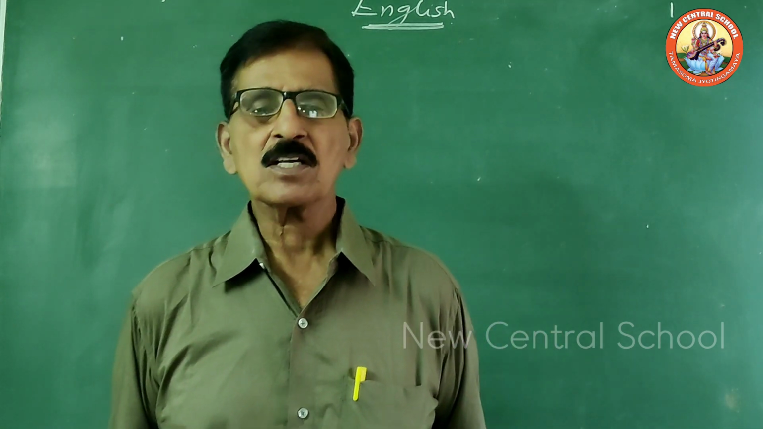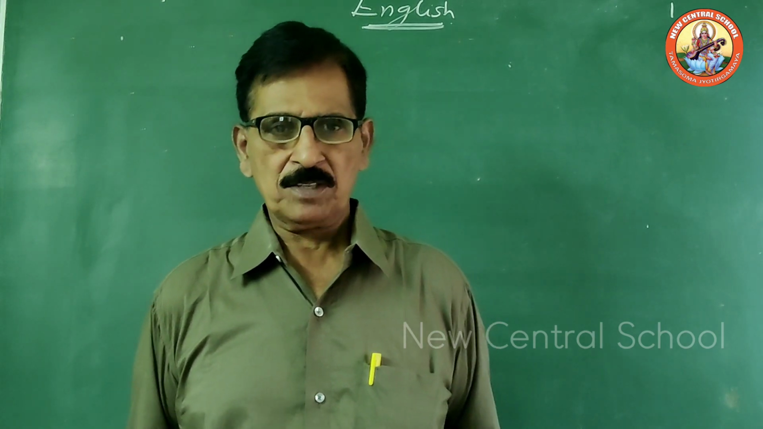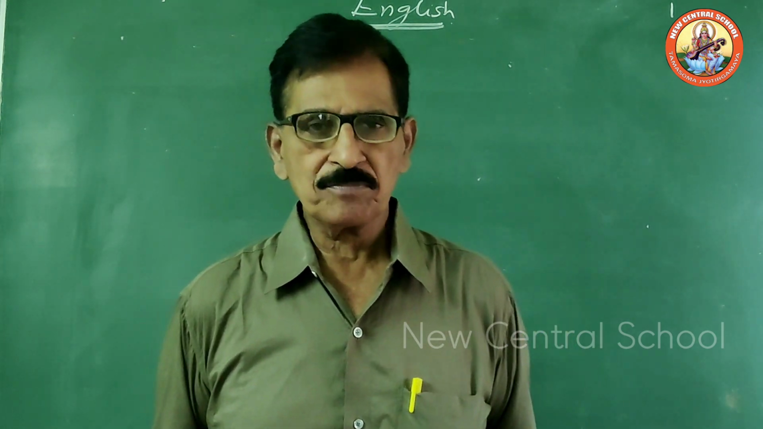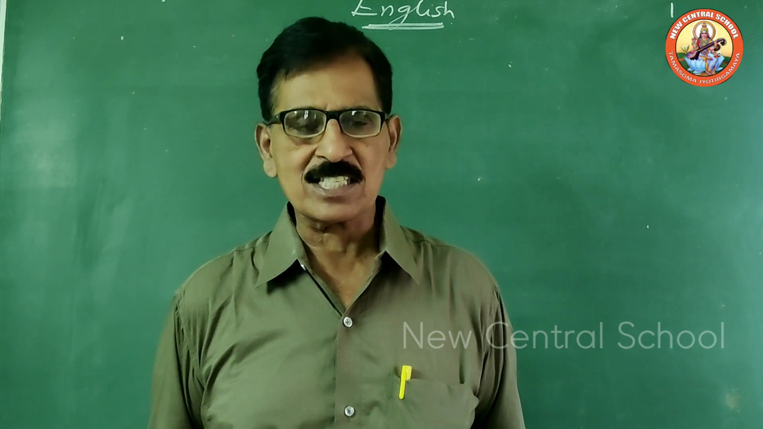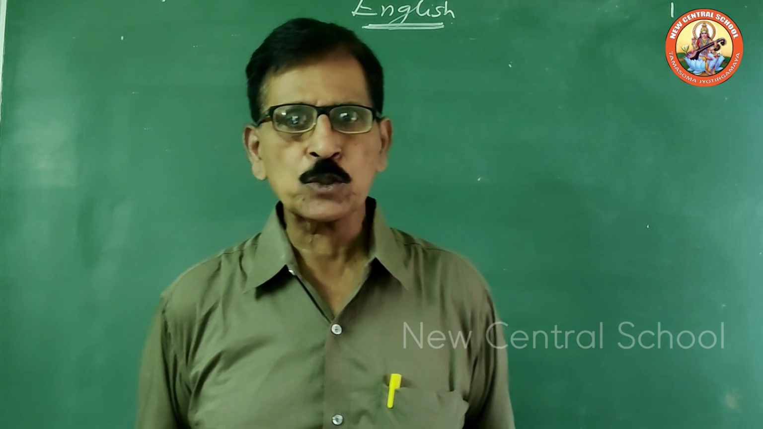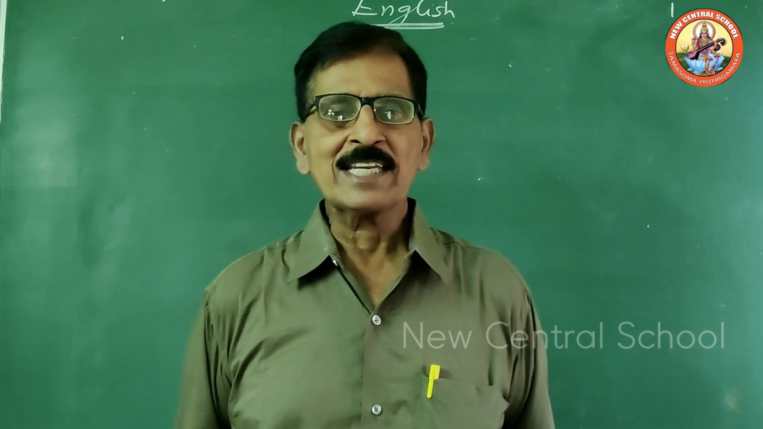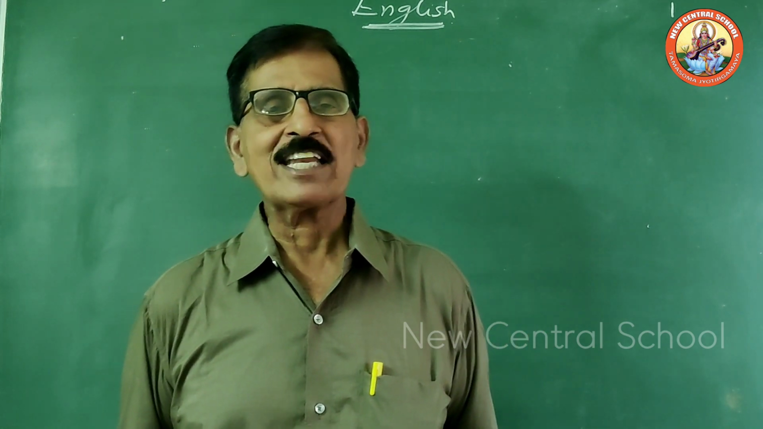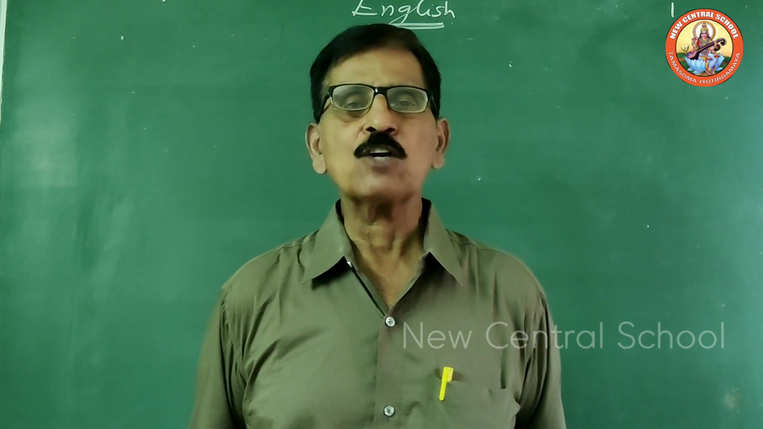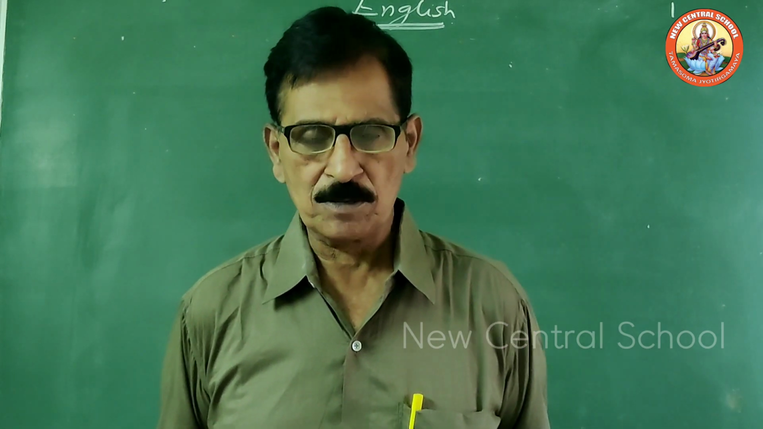In this session, we are going to discuss the basics. We all know that the English alphabet contains 26 letters. These 26 letters have been divided into two parts. One is vowels, second one is consonants. The vowels are A, E, I, O, U. The remaining 21 letters are consonants.